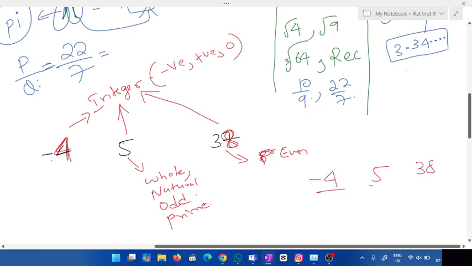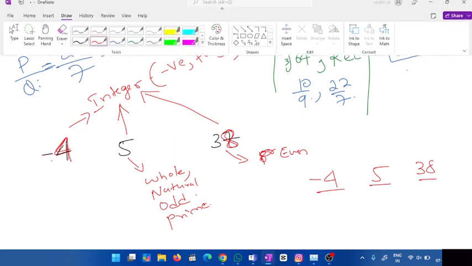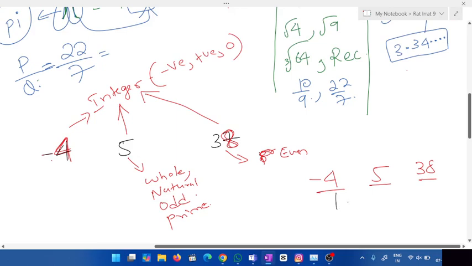If there is no denominator, what do you take? Usually, what do we take, students? When there is no denominator, what do you consider? 1. Remember this. So, can you see -4? We can convert into fraction, P by Q, right? 5 by 1? Yes, 5 by 1.